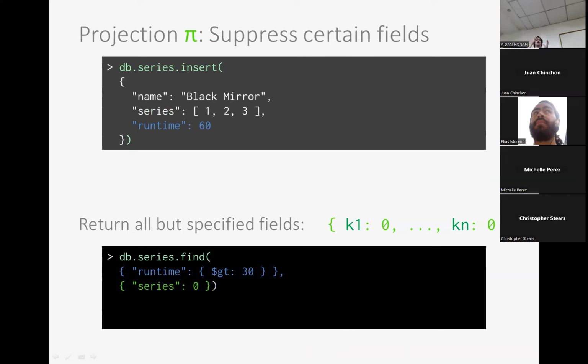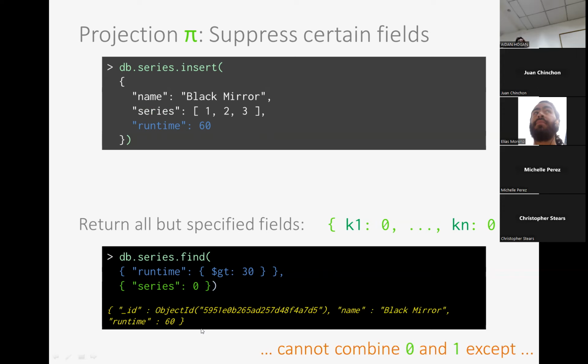Okay, so that's the one. That's the positive case. What about the negative case? What if we want to return all of the document, but we want to get rid of certain fields? So we don't want to return the series, for example. In this case, we can use the 0 option. Instead of series 1, we put series 0, which says return everything from the document but series. So we get the ID, we get the name, and we get the runtime.